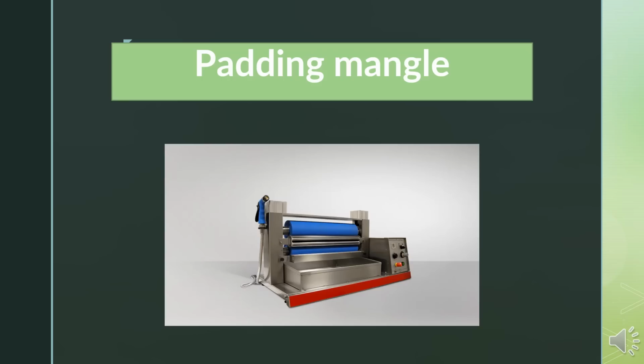3. Padding mangle. This is the most used machine today owing to the fact that it is a continuous machine and hence offers higher productivity. But again, it has a higher capital as well as working expenditure, making it unsuitable for small-scale operators. In this method, the fabric is passed through several rolls that make it go through a solution of the dye along with certain accessories in the first step, and then a series of other steps.